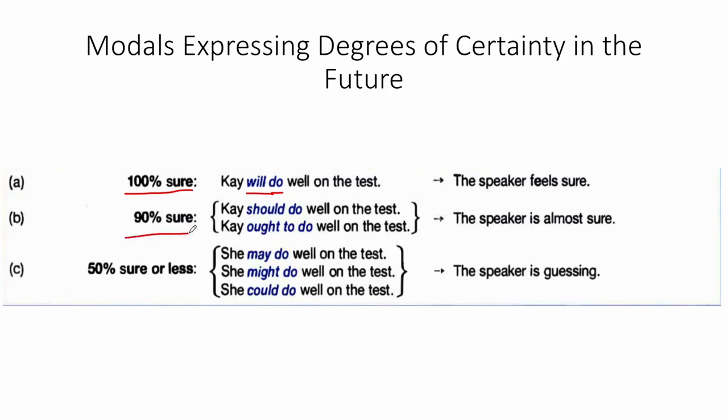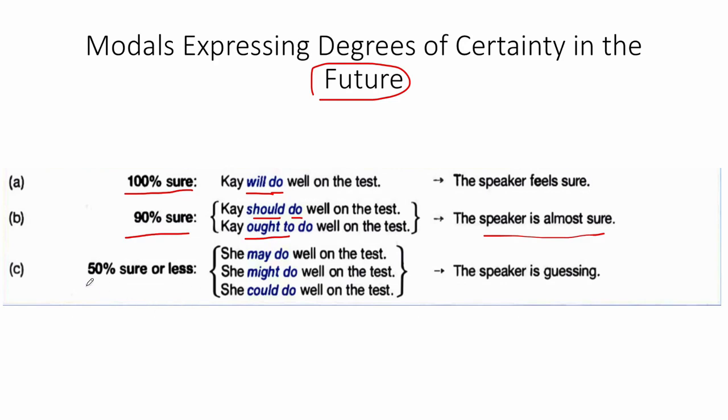90% sure, there's a little bit of doubt going on, so we simply use the modal followed by the infinitive without to. K should do well on the test, so we use the modal should, or we can use the modal ought to. K ought to do well on the test. The speaker is almost sure, 90% sure. We use the modals should, ought to, and remember here we are talking about degrees of certainty for the future. These kinds of statements are about the future.